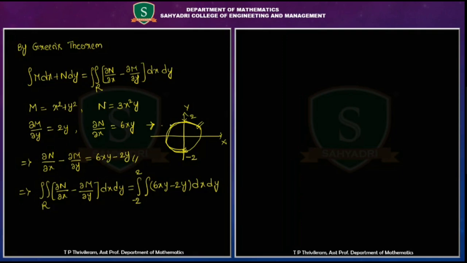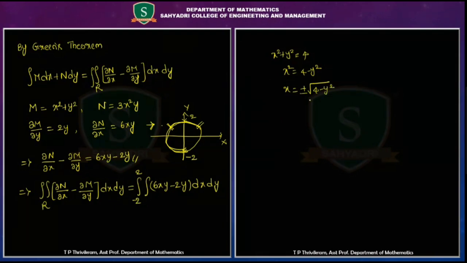Okay, so left side part of the circle to right side part of the circle. So how to write left side part of the circle? By writing this, you can check it. X square plus y square equal to 4. From here you are finding x value. So that means x square is equal to 4 minus y square. So x is equal to plus or minus root 4 minus y square.